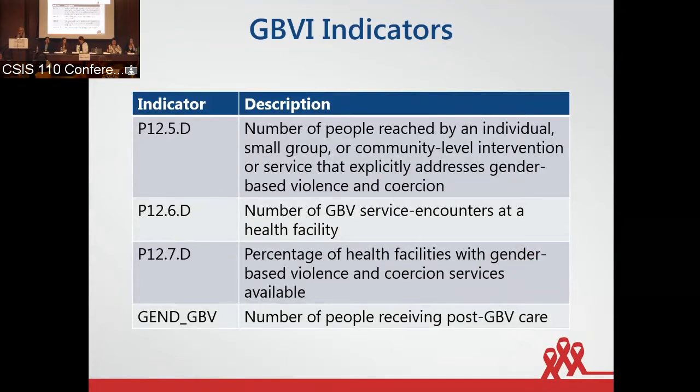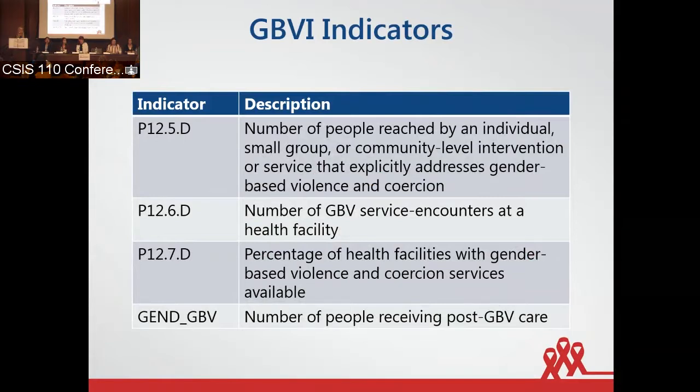So these 4 indicators were required for the 3 GBVI countries and were optional for other PEPFAR countries. Indicator 12.5D predated the GBVI, while 6D and 7D were developed specifically for the initiative. One thing to note is that although the third indicator, P12.7D, calls for the percentage of health facilities, the number of health facilities is actually reported on. So in the following slides, when you see this indicator, it's actually the number of health facilities providing GBV services, not the percentage, just a note.